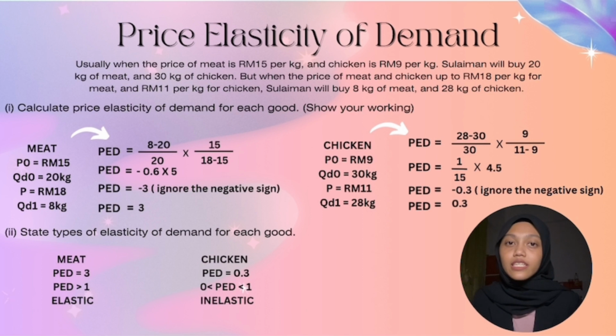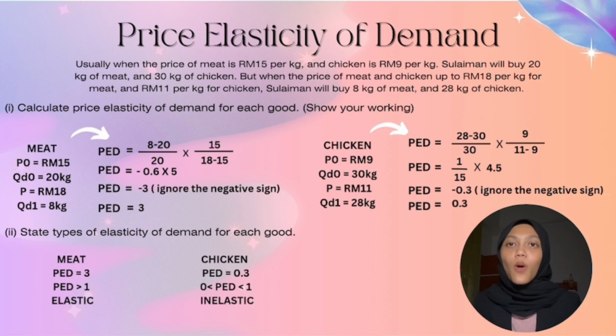So the question is, usually when the price of meat is Rm15 per kg and chicken is Rm9 per kg, Sulaiman will buy 20 kg of meat and 30 kg of chicken. But when the price of meat and chicken goes up to Rm18 per kg for meat and Rm11 per kg for chicken, Sulaiman will buy 8 kg of meat and 28 kg of chicken. So, from the question, we need to calculate price elasticity of demand for meat and chicken.